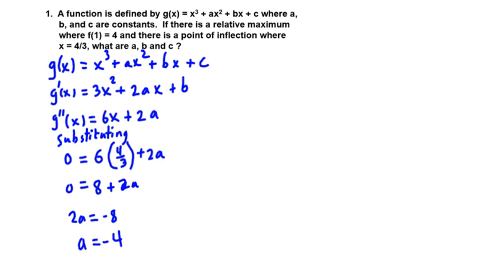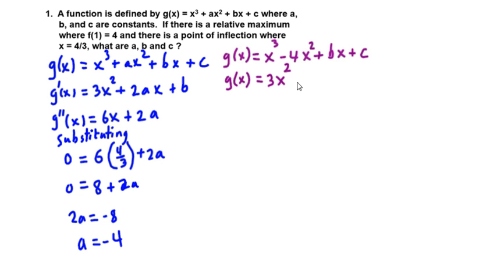And so next we're going to plug back in to g of x, this time understanding the value of a. So we have g of x equals x cubed, and we know a is negative 4, so we'll say minus 4x squared plus bx plus c. And we're going to take a first derivative of this function with the improved level of information. So we get 3x squared minus 8x plus b.